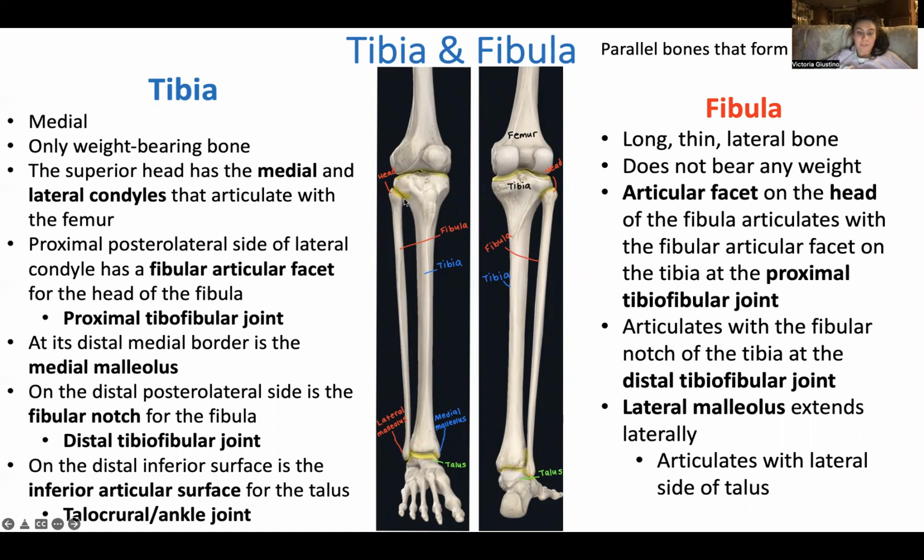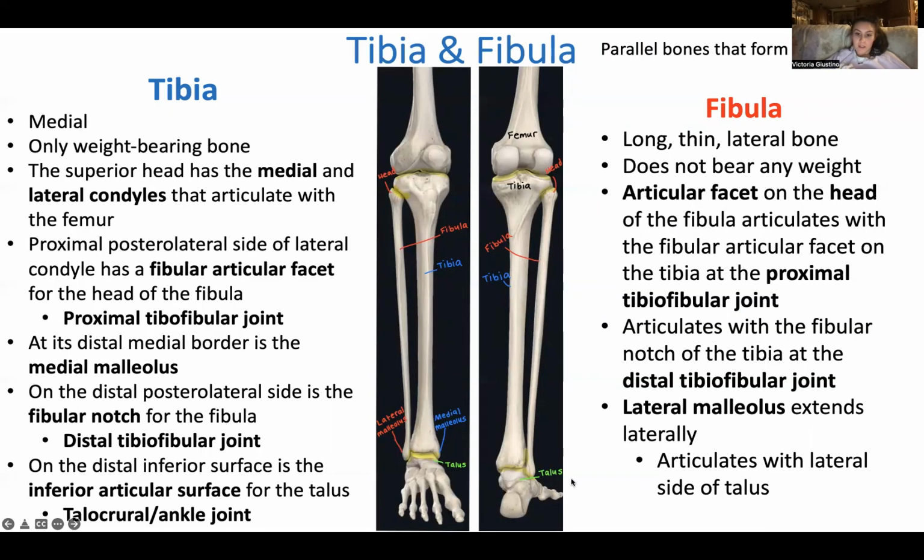But I just want to mention that the fibula and the tibia do articulate proximally and distally with each other. So you can see the articular facet on the head of the fibula articulates with the fibular articular facet on the tibia. So here's your proximal tibiofibular joint. And then down here, the fibula articulates with what's called the fibular notch of the tibia at the distal tibiofibular joint. So just like the radius and the ulna articulate both proximally and distally, the tibia and the fibula articulate with each other both proximally and distally.